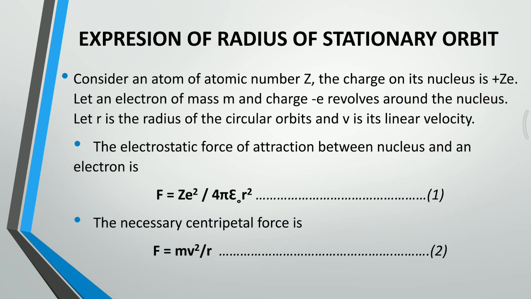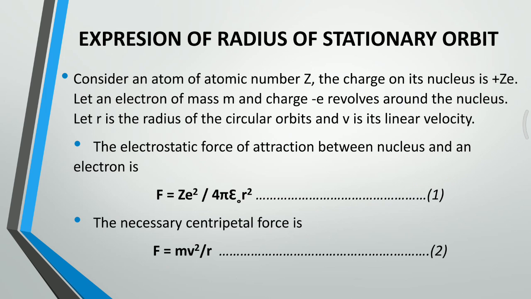And when we substitute these values of Q1 and Q2, the electrostatic force of attraction between the nucleus and an electron is given by F = Ze² / 4πε₀r². Then what is the necessary centripetal force? According to the postulates of Bohr's theory, the necessary centripetal force is offered by the electrostatic force of attraction between the electron and the nucleus. The centripetal force is given by mv²/r.